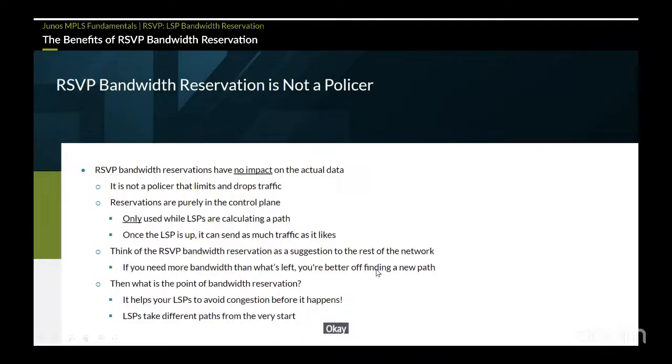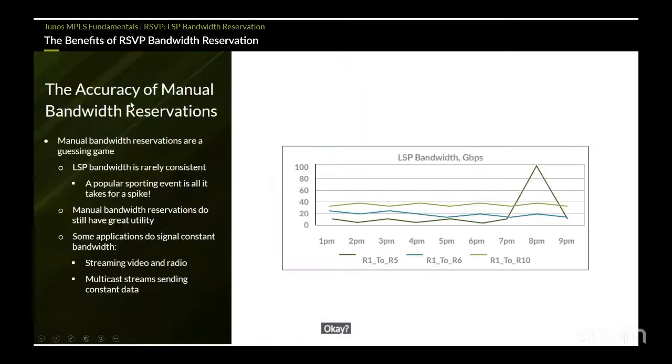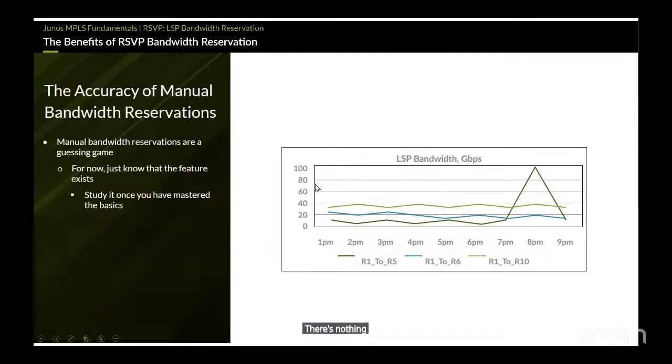Okay, the accuracy of manual bandwidth reservation. This is a graph of LSP bandwidth, in Gbps from 0 to 10, and this is basically time, and this is the direction router 1 to router 5. This is nothing else very important.